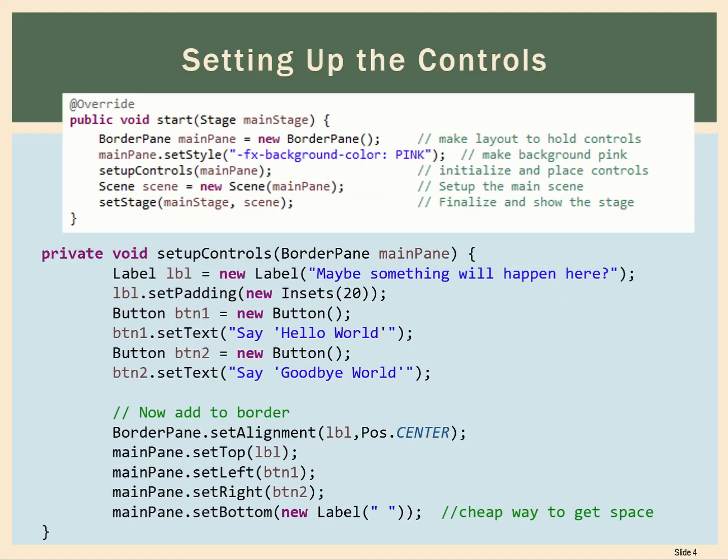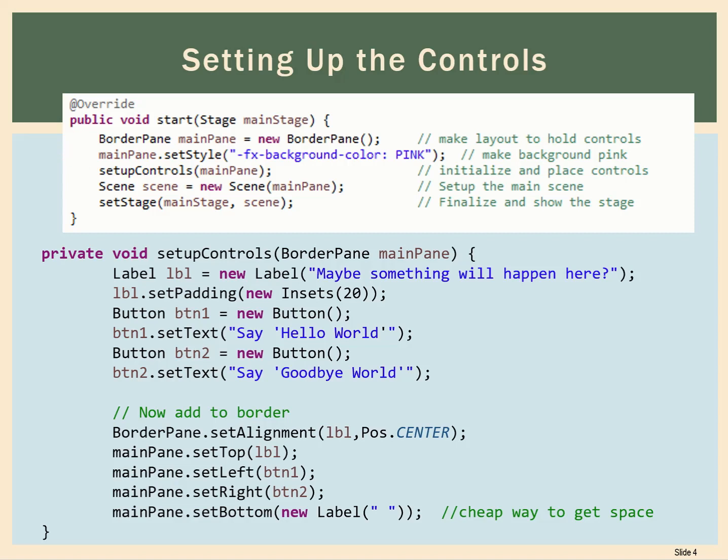If you remember from the last video, we had the start method, which began the GUI. And one of the things we did, first we made our border pane. Now you can see why we made a border pane, so I could have a top, center, bottom, left, and right regions. We made the border pane, and as you saw, we set the background color to be pink. Just a couple of opening things.